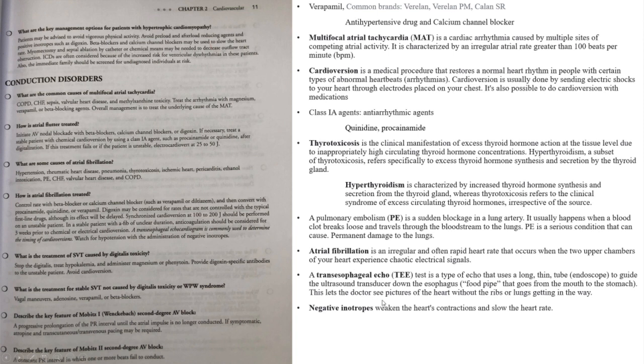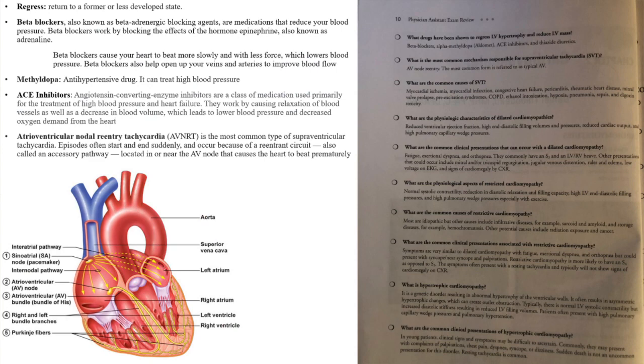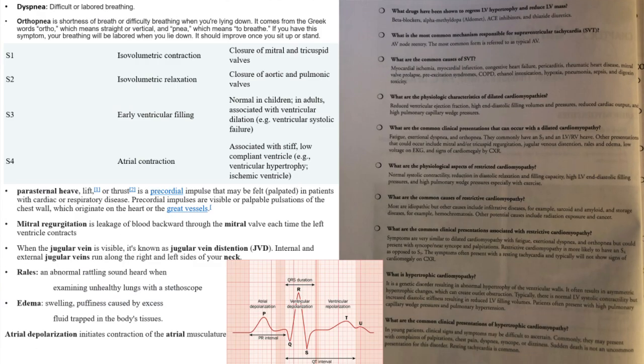How is atrial fibrillation treated? Control rate with a beta blocker or calcium channel blocker, such as verapamil or diltiazem. Wait, so if you want to treat irregular heartbeat, you control it with beta blockers, which also control blood pressure. It's an antihypertensive too, right? Beta blockers make you reduce your blood pressure. Yeah.